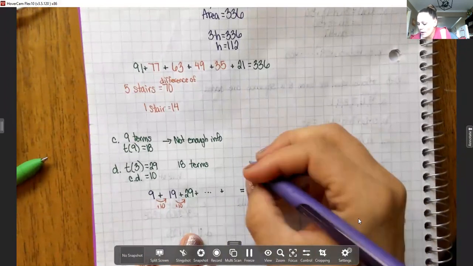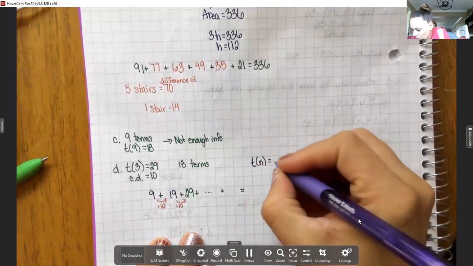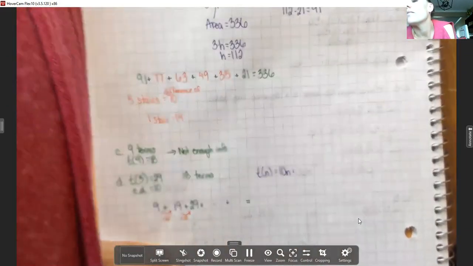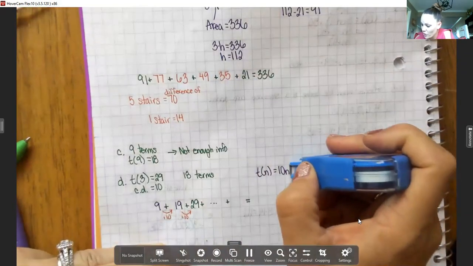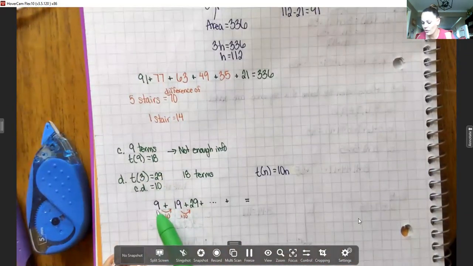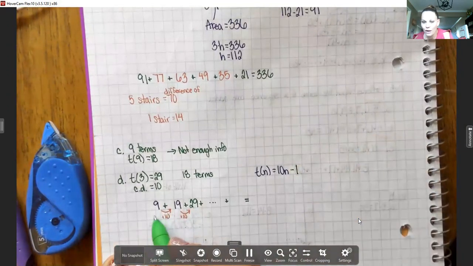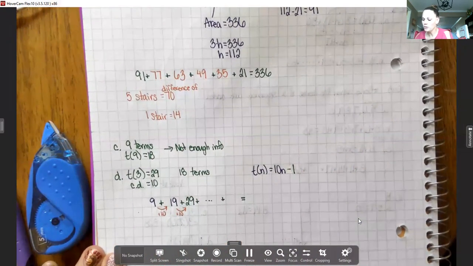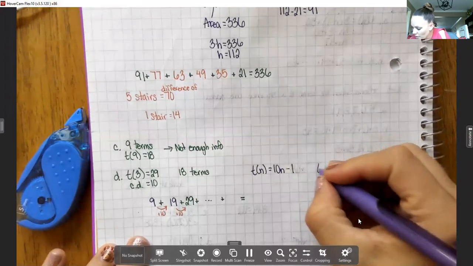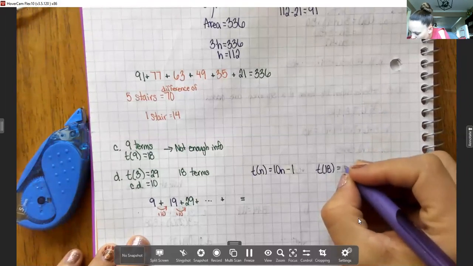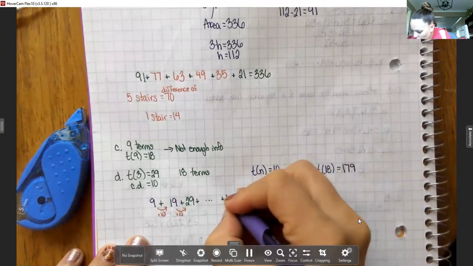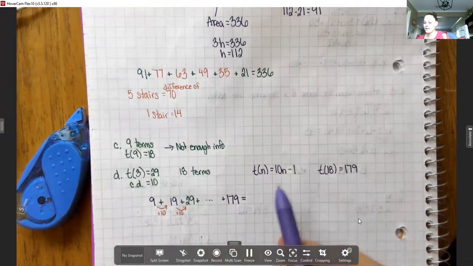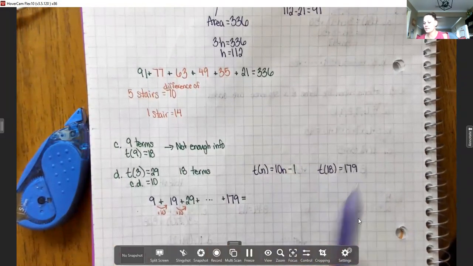So if you think about this as an equation for a sequence, it would be T of n equals 10n plus, not plus. So 10 is what it's growing by. And then remember, we would think what the 0th term is, which would be -1. If we went backwards, it would be -1 because this is the first term. So the 18th term would be 179. So if I plug in 18, 10 times 18 is 180, minus 1, we get 179.